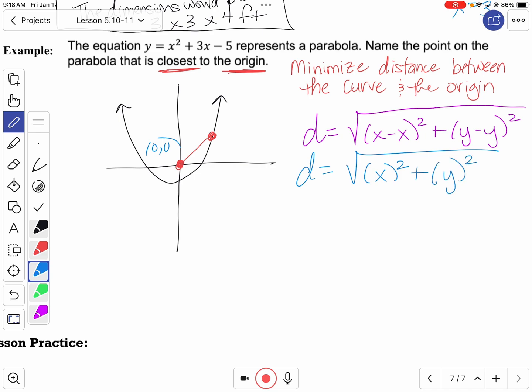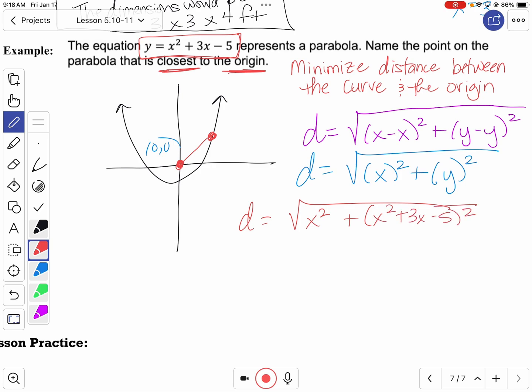Well, I'm getting closer, okay? Still got one too many variables. y equals x squared plus 3x minus 5. They told me y was x squared plus 3x minus 5. So I have d equals the square root of x squared plus (x squared plus 3x minus 5) squared. That's what they gave me.